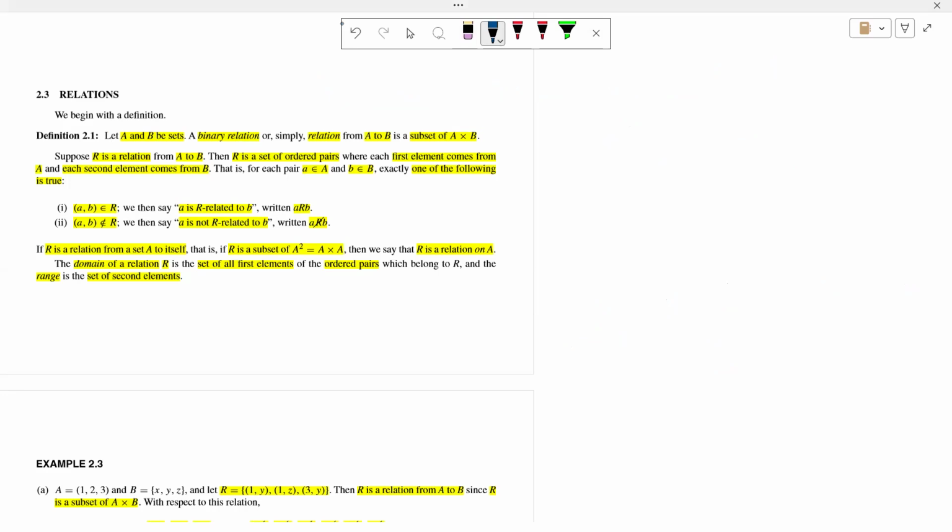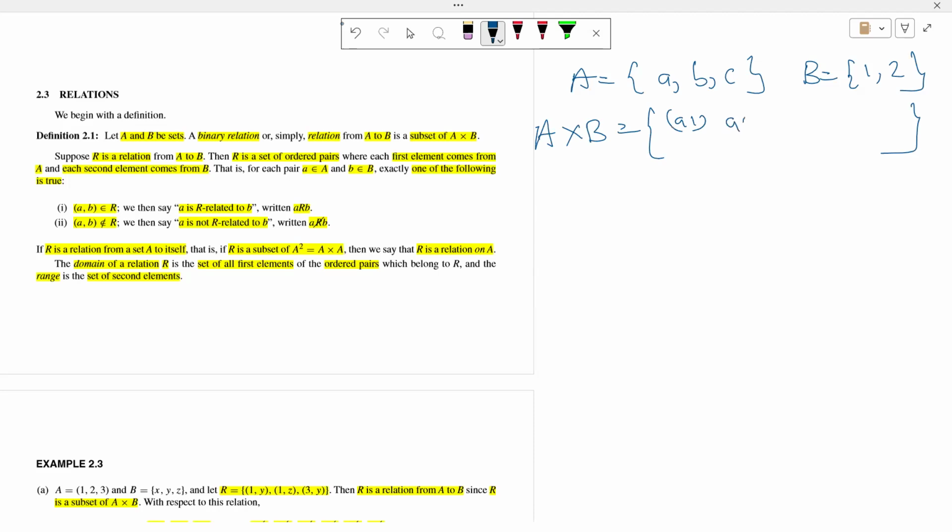Just think, you have a set A with three elements a, b, c. You have another set B with the elements 1 and 2. Now the relation from A to B means first you need to find A cross B. It means six elements: a1, a2, b1, b2, c1, c2. Altogether six ordered pairs in A cross B.